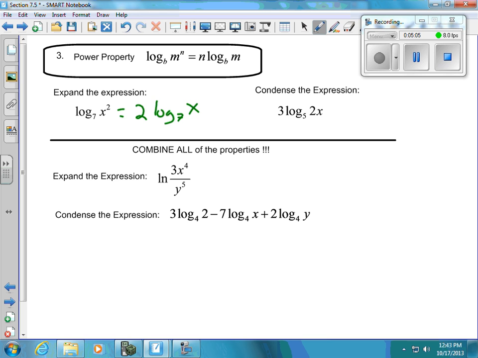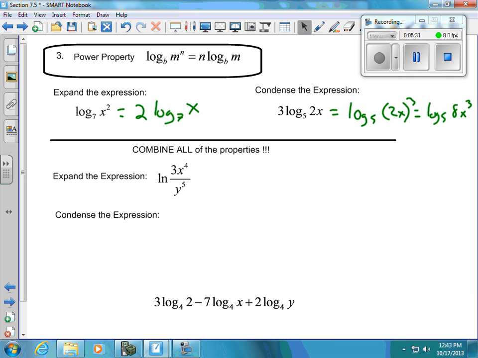Over here, I have log base 5, 3 times the log base 5 of 2x, and that can be log base 5 of 2x to the third, or log base 5 of 8x cubed. Okay? So combine all the properties, expanding and condensing. So let's look at the first one.